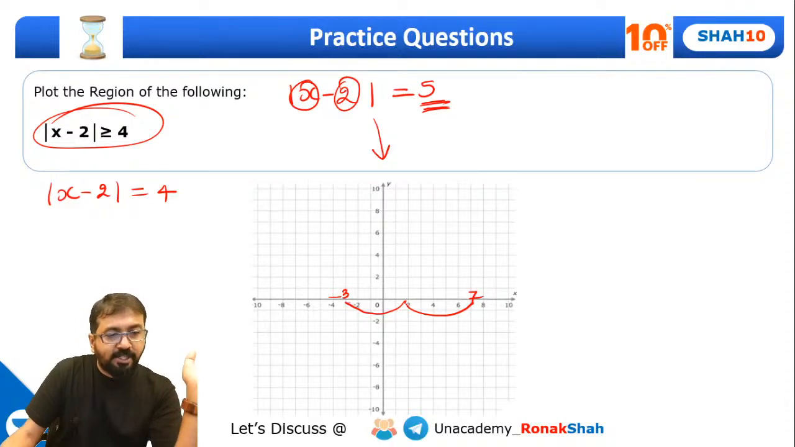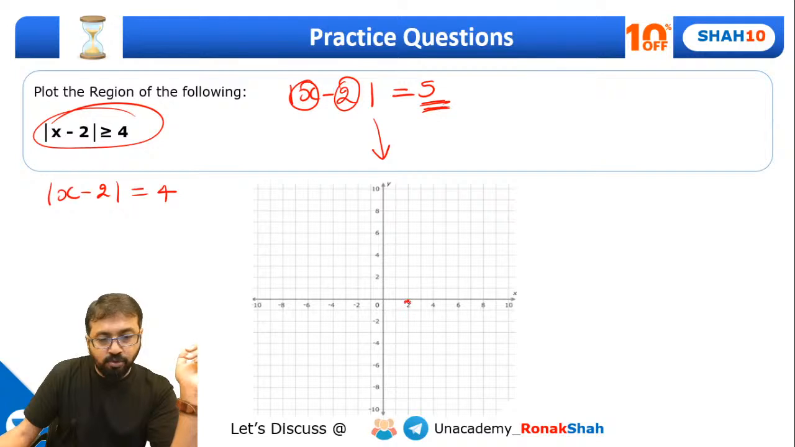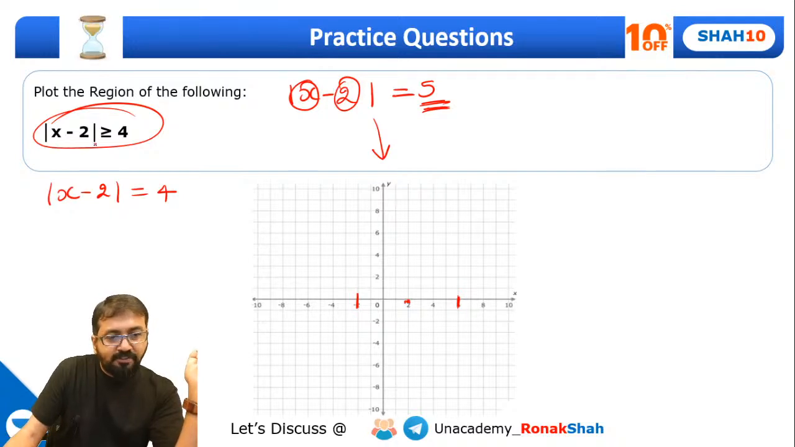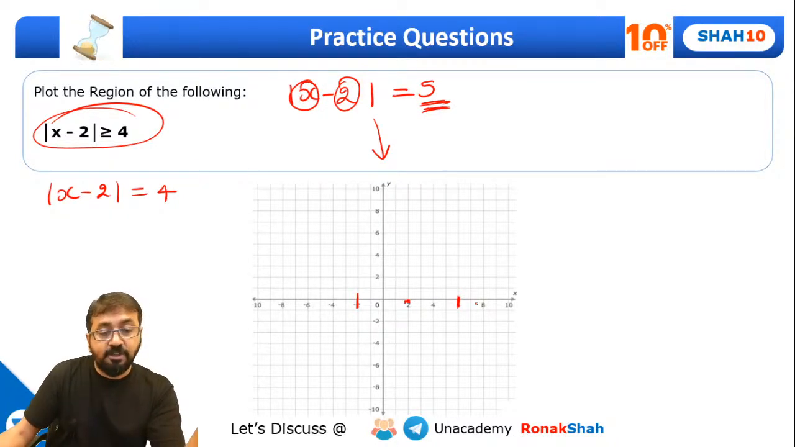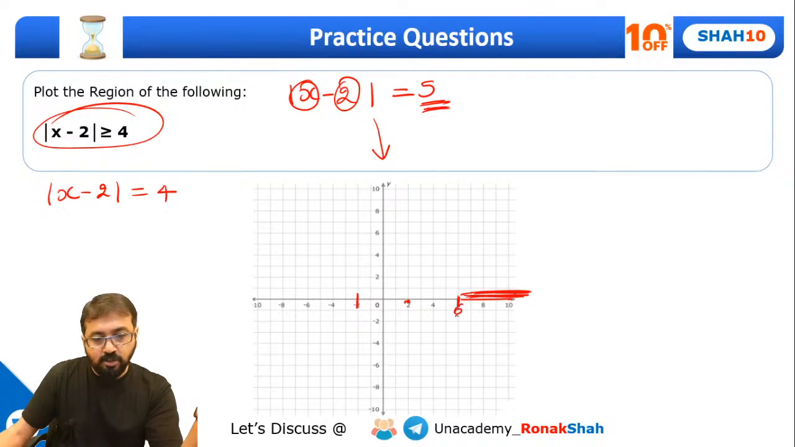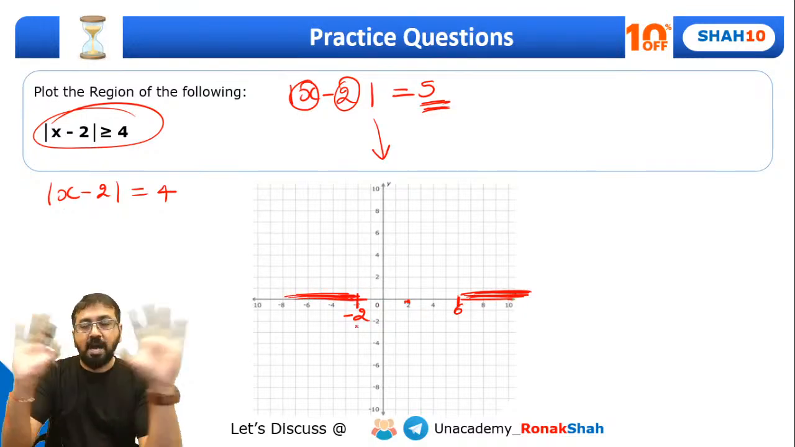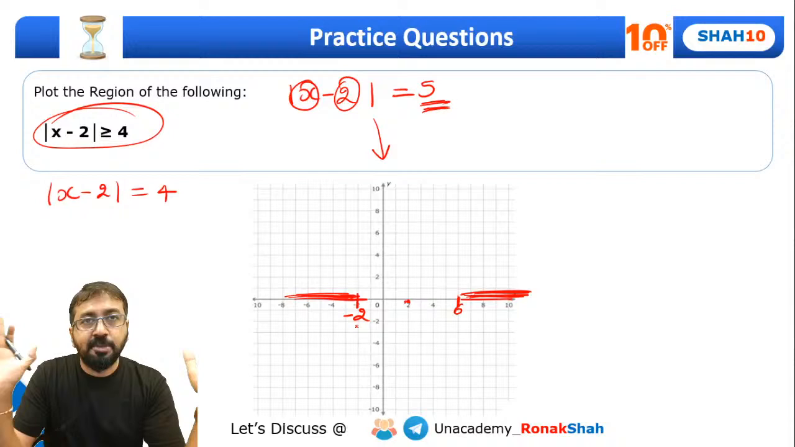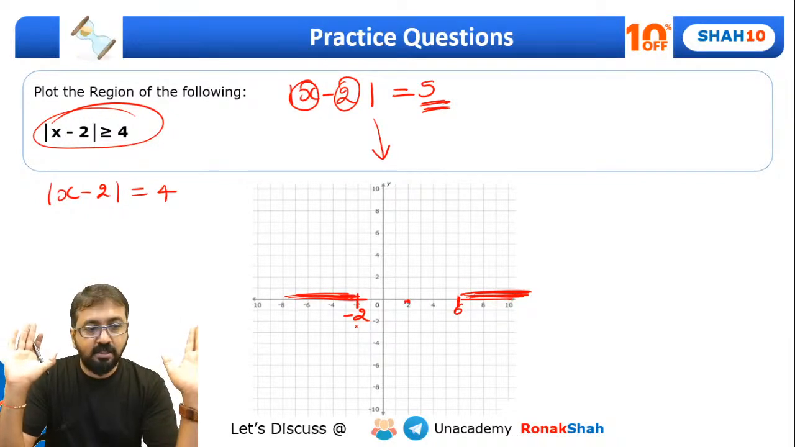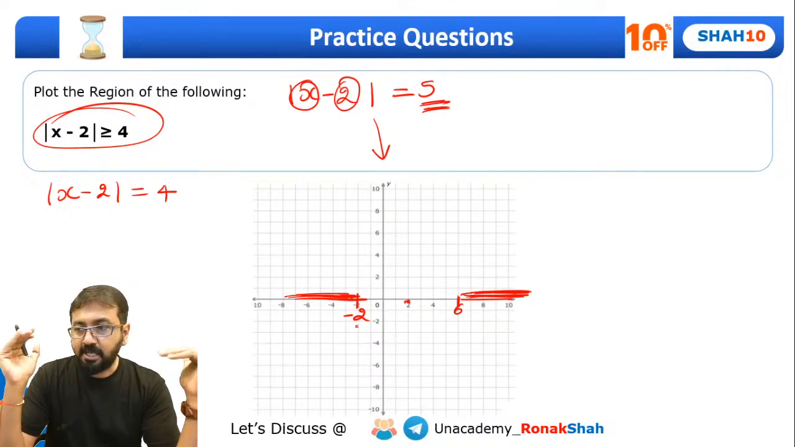Same way, mod of x minus 2 equal to 4. So which numbers are located at a distance of 4 units from 2? Can I say it's 6 and minus 2. So mod of x minus 2 should be greater than 4. That means we want numbers which are at a greater distance than this. So all the values of x greater than 6 and all the values of x less than minus 2. This is the solution region, the part that I have shaded. Is everyone understanding this? Everyone? The shaded part? Yes?